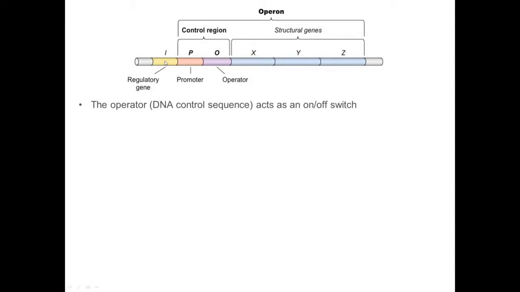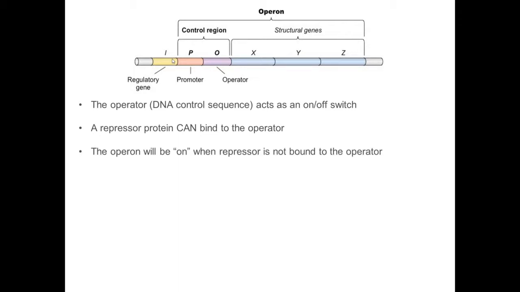All right, so the operator is a DNA sequence that acts as an on-off switch. A protein called a repressor protein binds to the operator. If a repressor is bound to the operator, that turns the gene expression off. All right, so when the operator is on, that means the repressor is not bound to the operator. All right, we're going to see some examples.